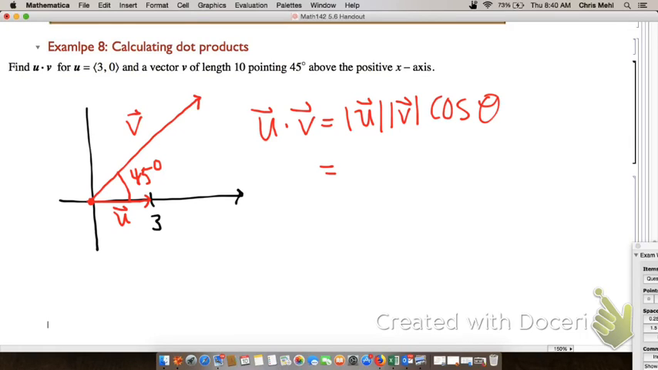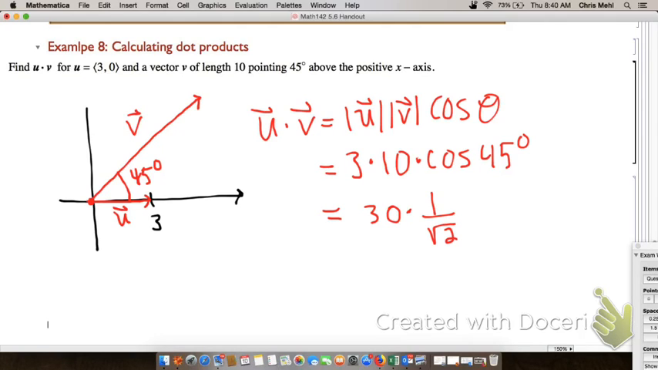Now since u has no y component, it's just going 3 units to the right. We already know that the length of u is 3. You could also do the square root of 3 squared plus 0 squared. That would also give you 3. The length of v was given to us as 10, and then we're going to multiply that by cosine of the 45 degree angle. 3 times 10, that's going to give me 30. And then cosine 45 degrees we know is 1 over root 2. So in this case the dot product is 30 over root 2.